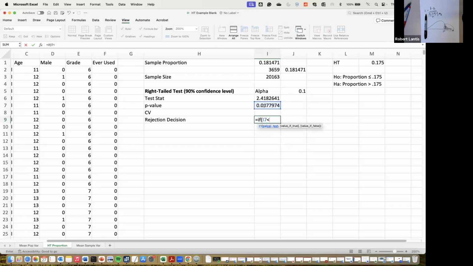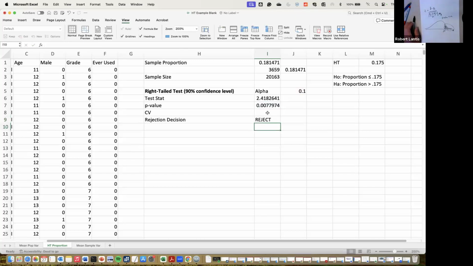So once again, I can use that if statement. If my p-value is less than alpha, comma, put the word reject. If it's not, then I should be failing to reject, right? This is just our general rule. We reject as long as that p-value is less than alpha, okay?